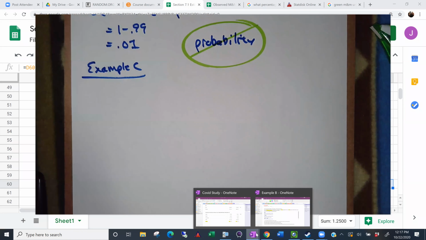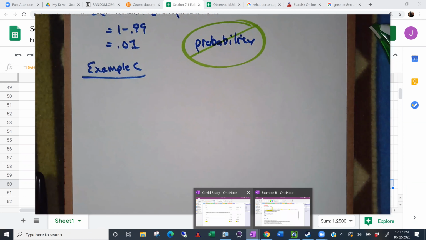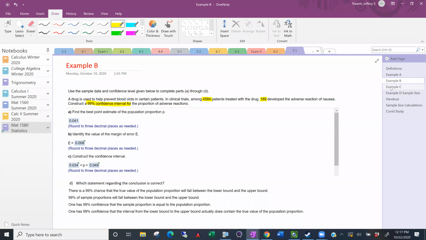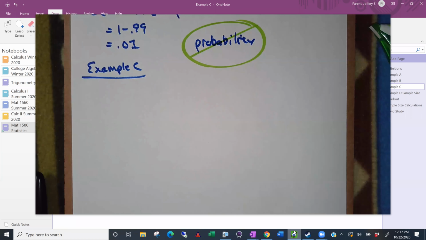Let's move to example C. A genetics experiment with peas resulted in one sample of offspring that consisted of 445 green peas and 154 yellow peas. Construct a 95% confidence interval to estimate the percentage of yellow peas. So, okay, let's write down a couple of relevant things here.